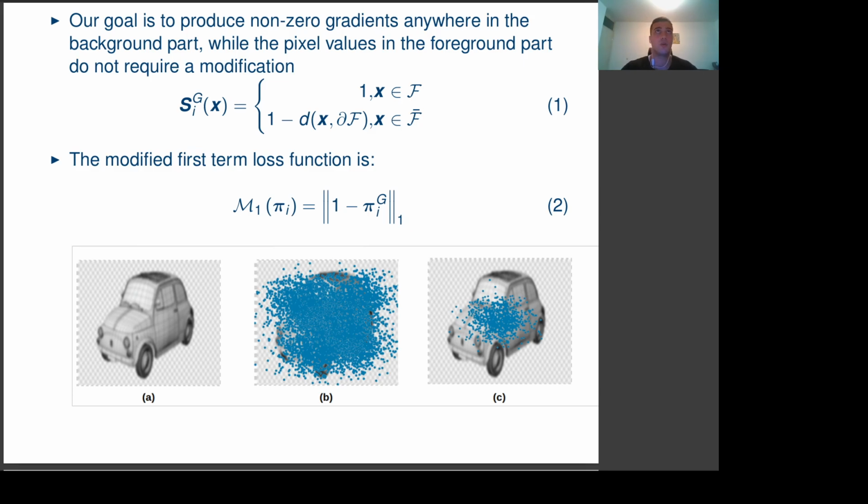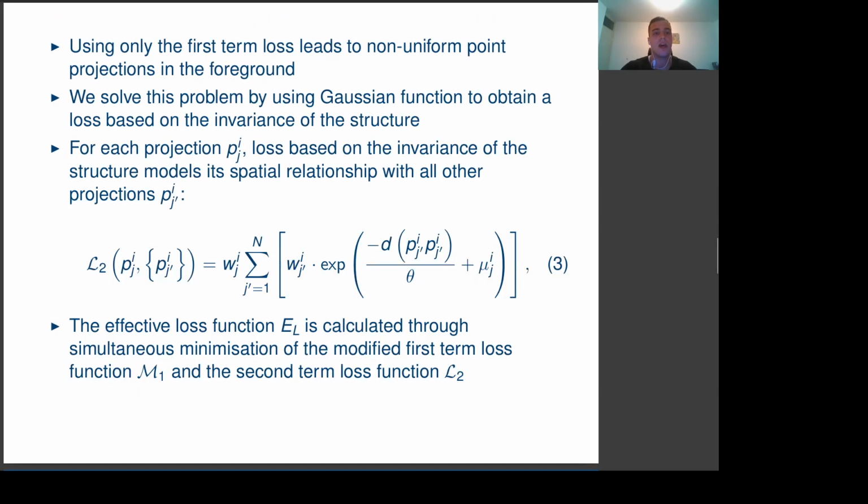So the idea was to generate a progressively varying field. The problem with this is that these points right now do not cover the silhouette image perfectly. We would like them to be uniformly covering the whole silhouette. We do this by using a Gaussian function to obtain a loss based on the invariance of the structure. For each projection Pij, the loss based on the invariance of the structure will model its spatial relationship with all other projections Pij prime.